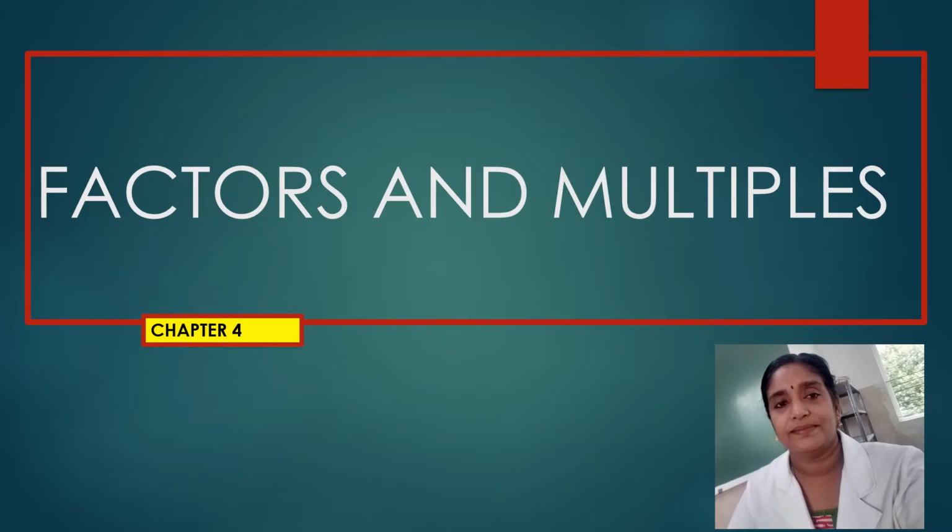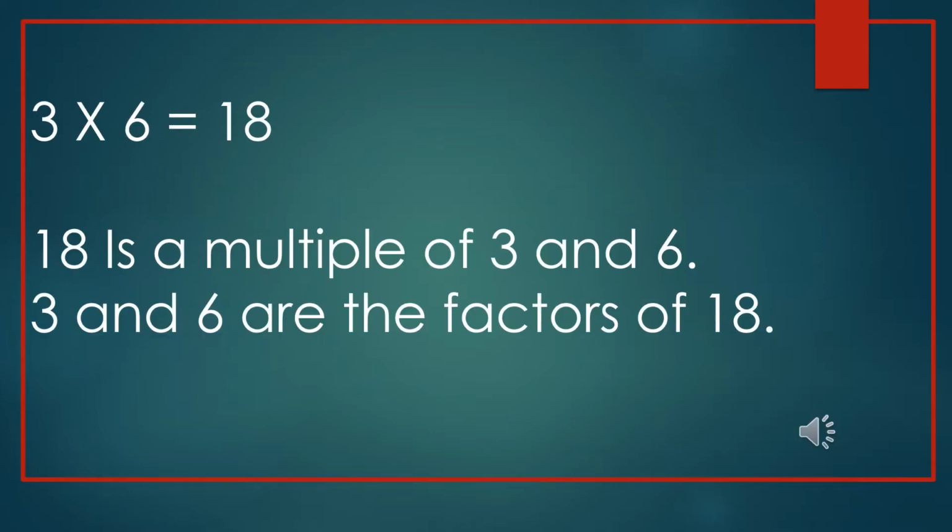Today we are studying chapter 4, factors and multiples. What is meant by factors and multiples? Here is an example. 3 into 6 equal to 18. 18 is a multiple of 3 and 6, and 3 and 6 are the factors of 18.